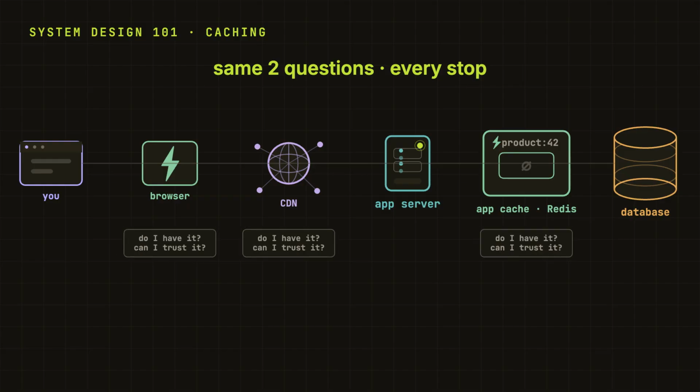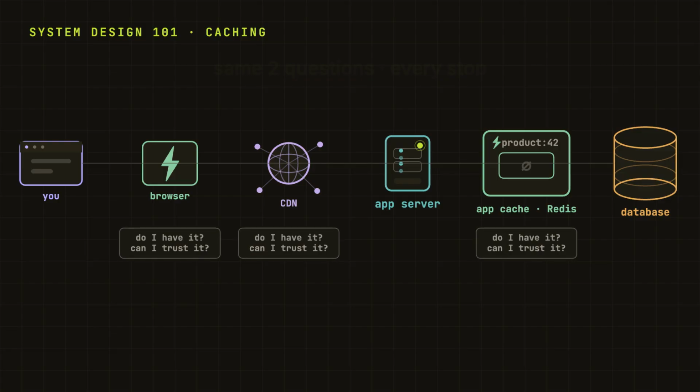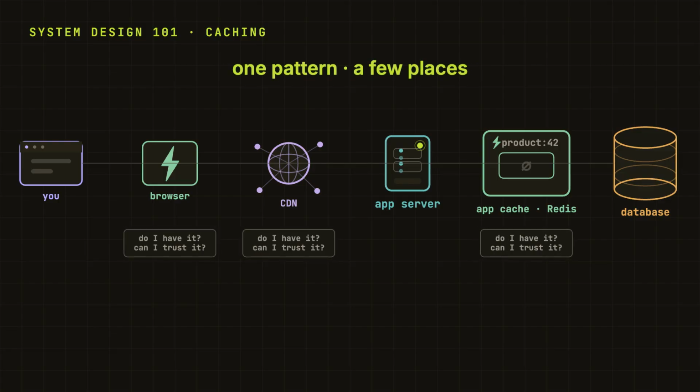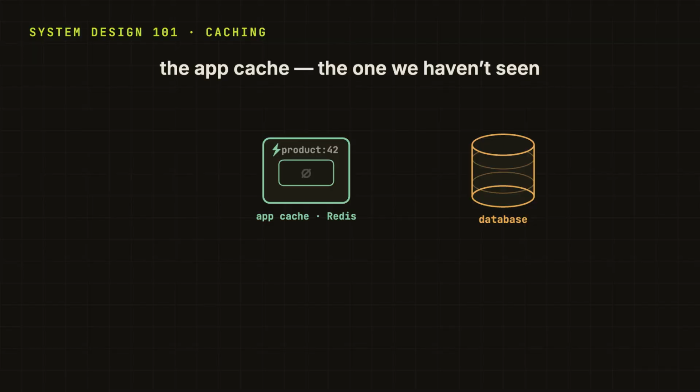Do I have this? And can I trust my copy? One pattern, a few different places. Now, that app cache in front of the database, that is the one we have not seen yet. And here is the cache hiding inside it. So let's build it up properly first.